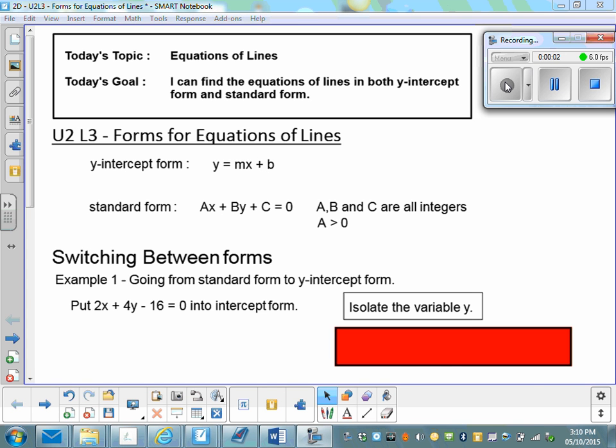Hi guys, so we've been looking at ways to graph lines. Today we're going to take a look at equations of lines and the different forms we can write it in. So slope, y-intercept form, and standard form we're going to take a look at today.